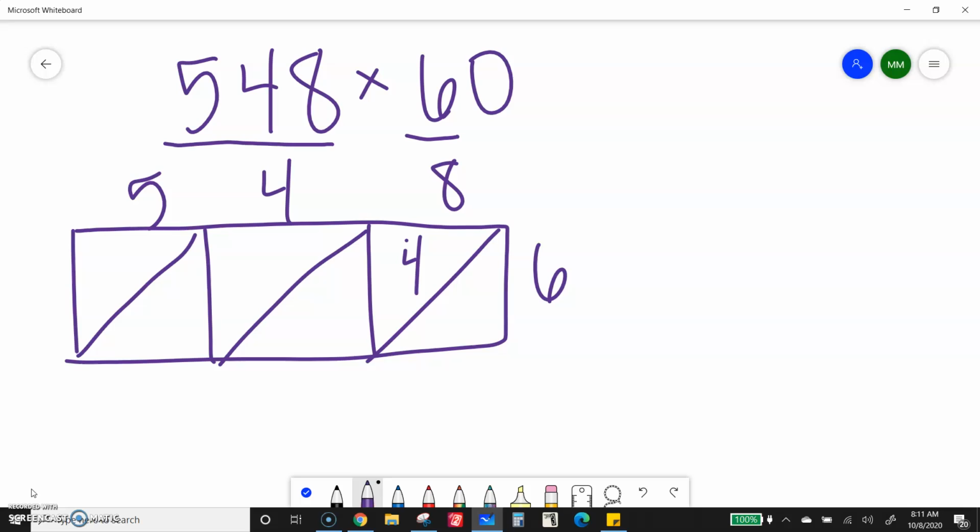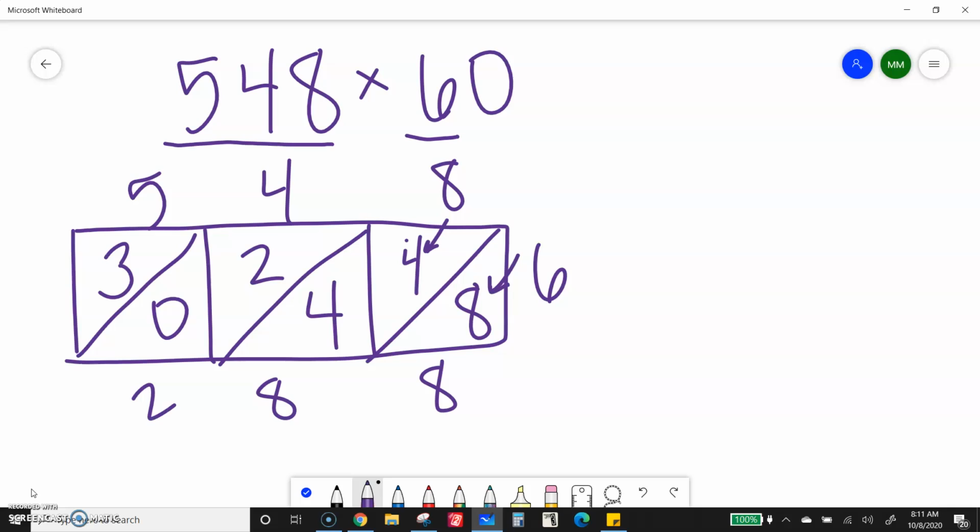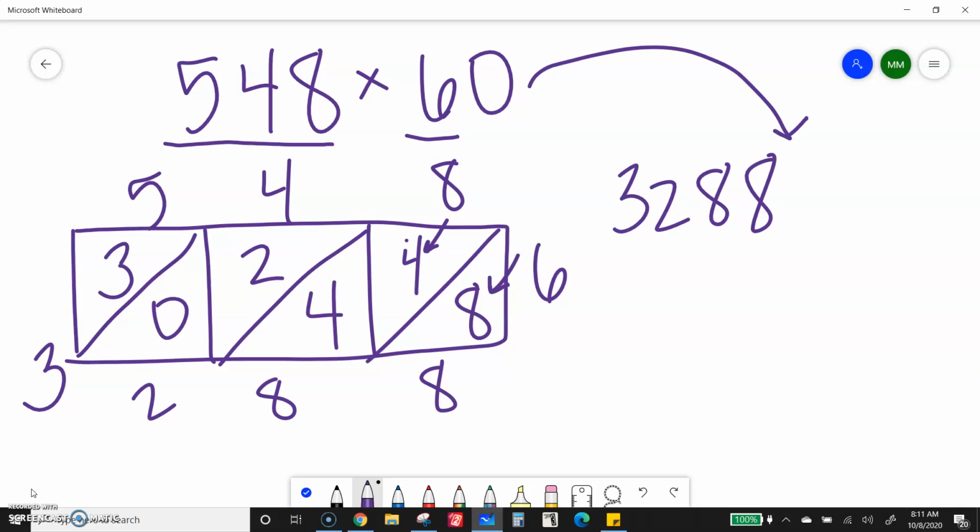So now I do 6 times 8 is 48, 4 times 6 is 24, and 5 times 6 is 30. I add it like normal, 8, 8, 2, and 3. So 3, 2, 8, 8. And now I can take that 0 and just put it on my answer. Put my comma. So 548 times 60 is 32,880. So we do what's called multiplying the base fact, and then we can add on our zeros at the end. This can work no matter how many zeros you have.